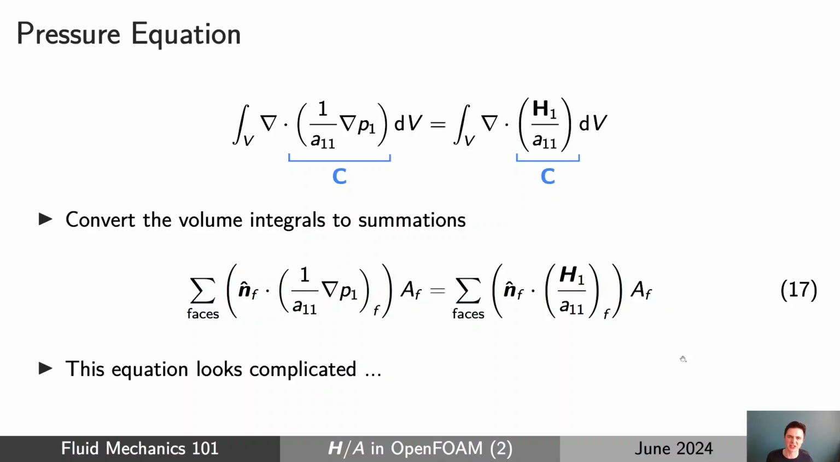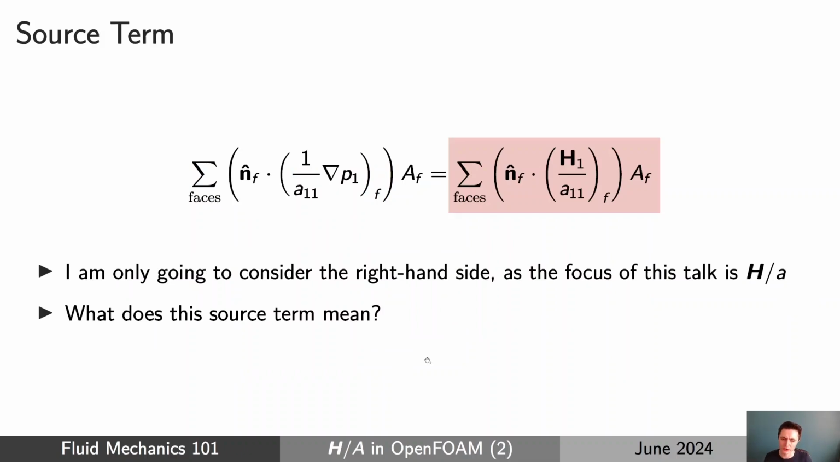And now you can see that this is starting to get a little bit complicated. Now we're converting the differential form of our pressure equation into a form that we can write into a matrix equation. It's starting to get complicated. We're getting lots of summations and values evaluated at the face center, and we're getting face areas. But what I want to do in this talk is I only want to focus on the right-hand side of the pressure equation, because this is going to help you when you're reading through OpenFOAM source code.